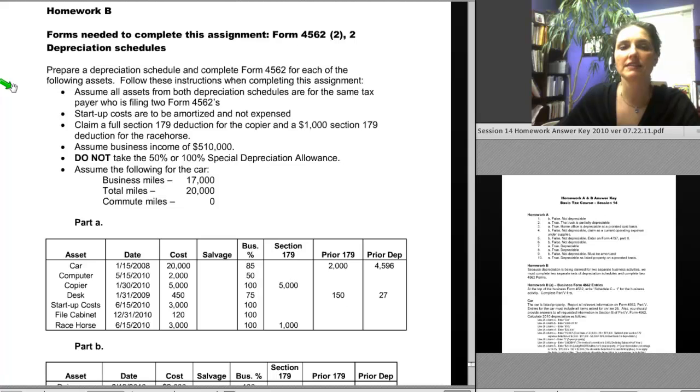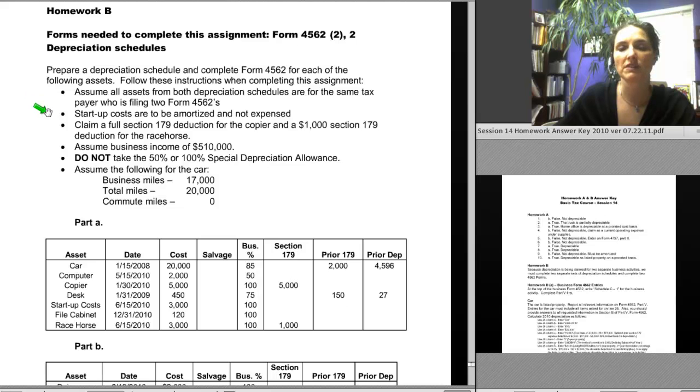Homework assignment B asks you to prepare Form 4562 and a depreciation schedule for the following assets, and it provides the following information. It says, assume that all assets from both depreciation schedules are for the same taxpayer. That means there will be some interrelation between the two 4562s, but you do need to separate the assets between the two businesses, and that means there will be two 4562s and two separate depreciation schedules.